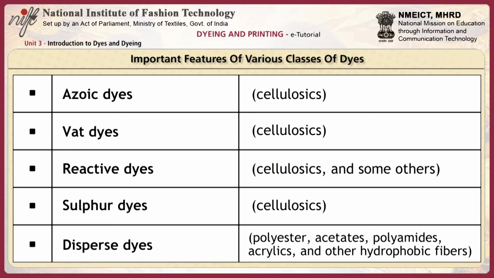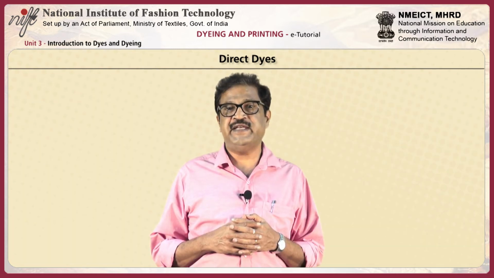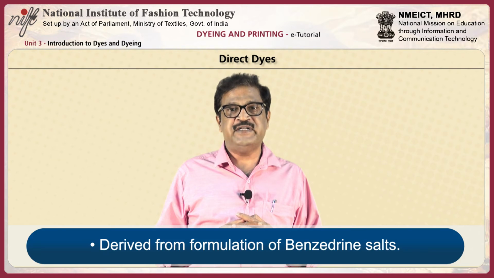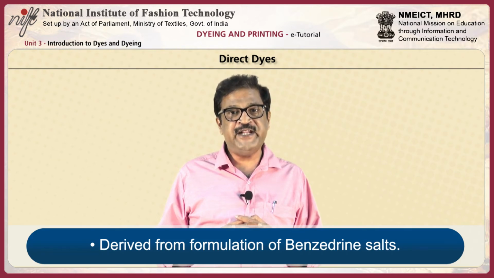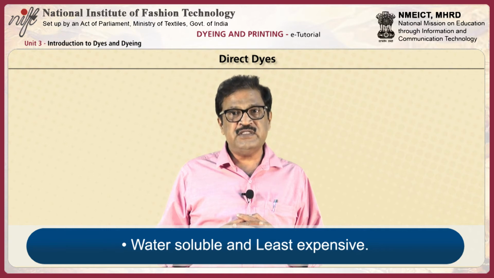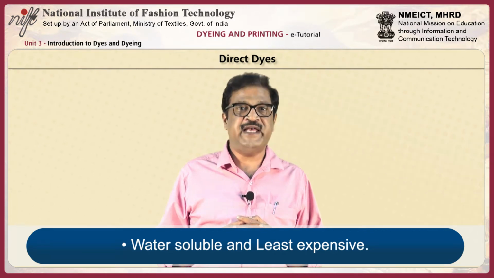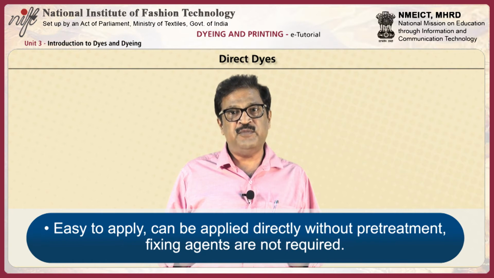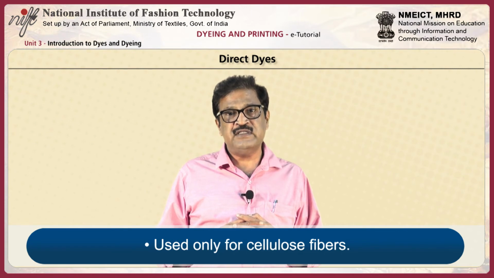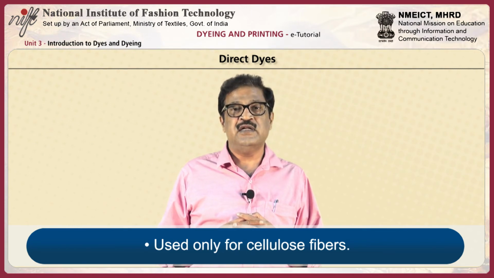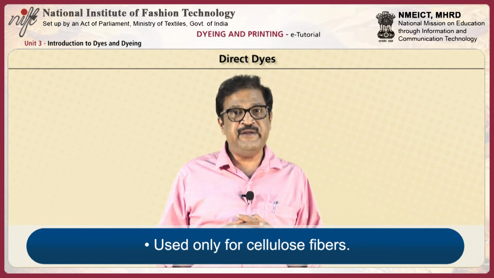Let us now look at some of the important features of various classes of dyes. Direct dyes. Direct dyes are derived from formulations of benzidine salts. They are water soluble and the least expensive dyes. They are easy to apply and can be applied directly without pre-treatment, and fixing agents are not required. Direct dyes can be used only for cellulosic fibers like cotton, linen, jute, hemp and viscose fibers.